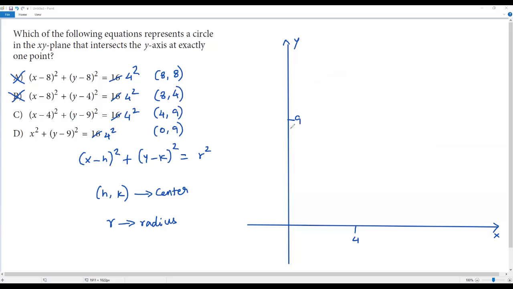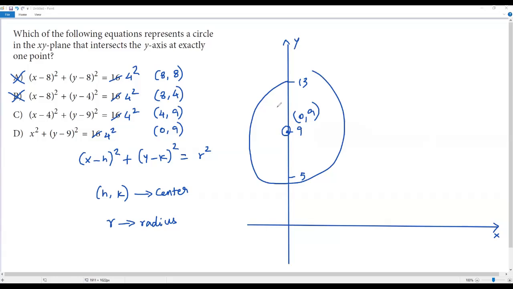Anyway, we can check option D also. For option D, the center is (0, 9) and the radius is 4 units. (0, 9) means the x coordinate is 0, so the center (0, 9) must be on the y-axis at the value 9. And still the radius is 4 units. So when I draw a circle with 4 units of radius and center (0, 9), I get a circle like this. The circle in option D intersects the y-axis at 2 points.